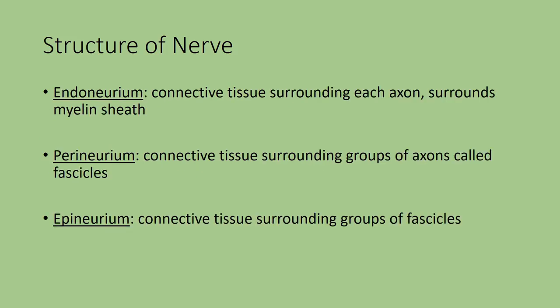When we look at the nerve itself, you're going to see different layers. The endoneurium, this is connective tissue that's surrounding each individual axon. The perineurium is going to be surrounding a group of axons, bundling them into fascicles. And then the epineurium is the connective tissue that surrounds a group of fascicles.